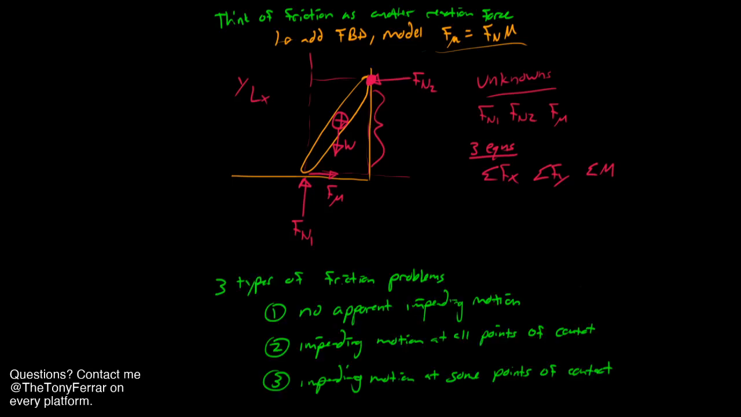Keep in mind also that there are three types of friction problems. There are the problems with no apparent impending motion. These are the ones where we solve the force balance and discover that F μ is less than μ times Fn. In other words, we haven't hit that limit yet. Impending motion, the other two cases, either at all points of contact or some points of contact, happen when F μ is exactly equal to μ times Fn. In other words, we're at the limit before this thing either breaks loose and starts sliding or starts accelerating.